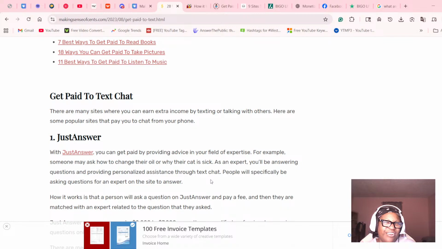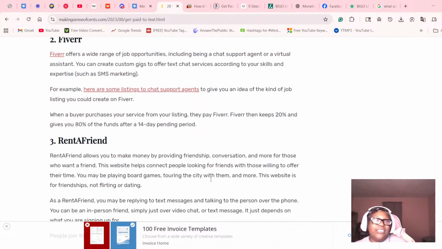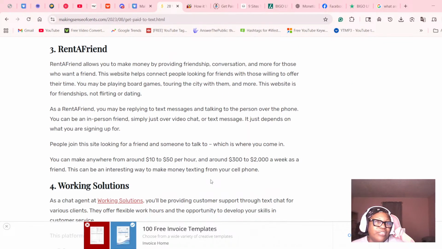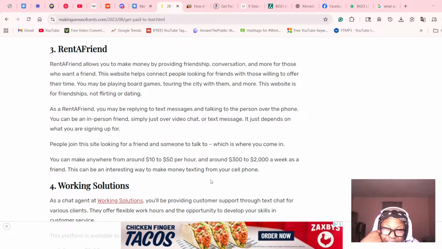Oh, okay, the same websites. Fiverr. Oh, there's a thing called Rent a Friend. I heard about that, but I didn't think it was true. Rent a Friend allows you to make money by providing friendship and conversation for those who want a friend. It's paying anywhere from around $10 to $50 an hour, $300 to $2,000 a week as a friend. Really? I thought that was a myth. I did not think that was real.